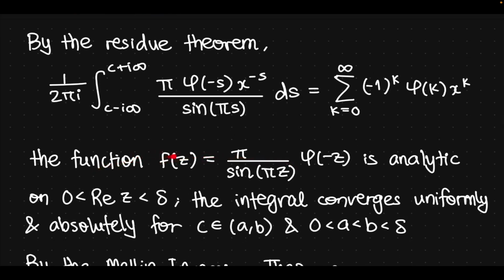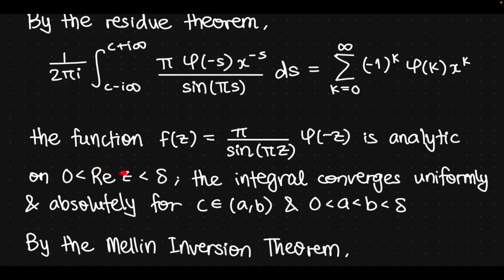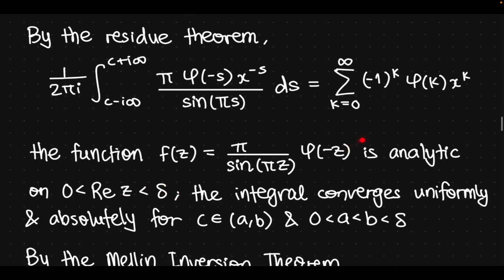Now, the function f of z equals pi over sine pi z times phi of minus z is analytic on 0 less than real part of z less than delta, because we can just see that clearly. Delta is less than 1, and if we're between 0 and 1, we're not really going to be touching any of the poles of the sine, because for the sine to have poles, z has to be an integer. And we're clearly avoiding the integers, right? We're less than 1 and we're greater than 0. There's no integers between 0 and 1.